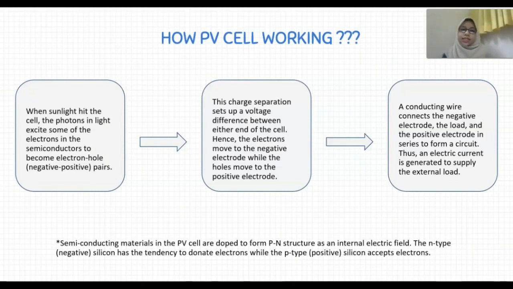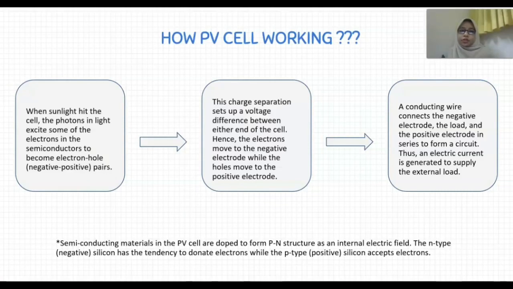So the next one is the discharge separation. Set up a voltage difference between either end of the cell. Hence, the electron move to the negative electrode while the holes move to the positive electrode. So, this creates the separation of charge between positive and negative. The third one is the conducting wire connects the negative electrode, the loads, and the positive electrode in the series to form circuits. So, this will generate electricity.